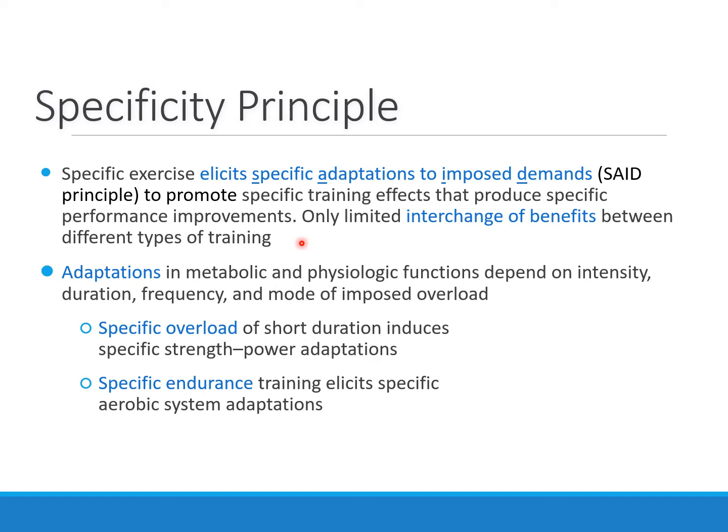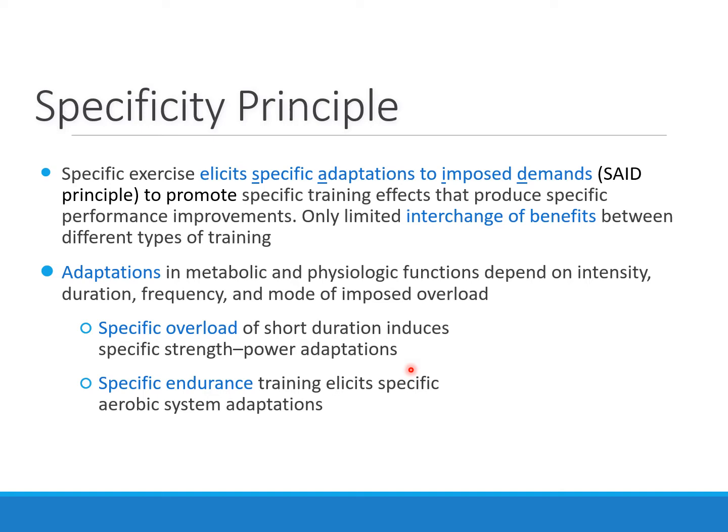So again, go back to that sprinting example. If you're going to train a sprinter, you want to train in a way that's going to create effects that give them better performance. So for example, if you were to do specific overload for short duration, that will induce specific strength power adaptations. So that goes into that sprinting example.